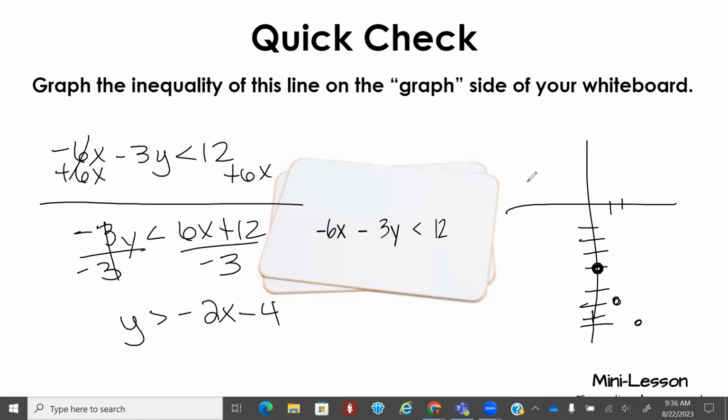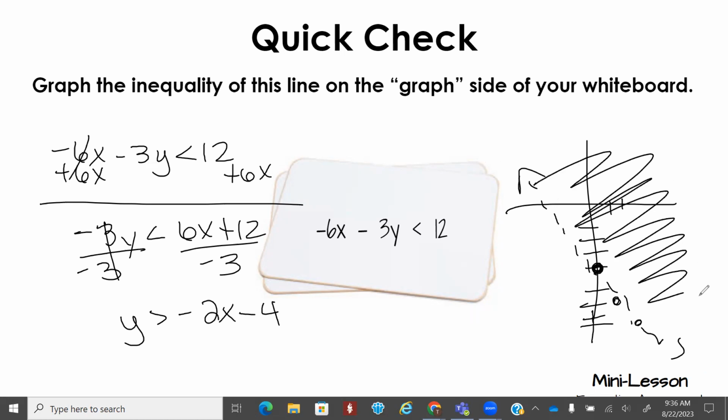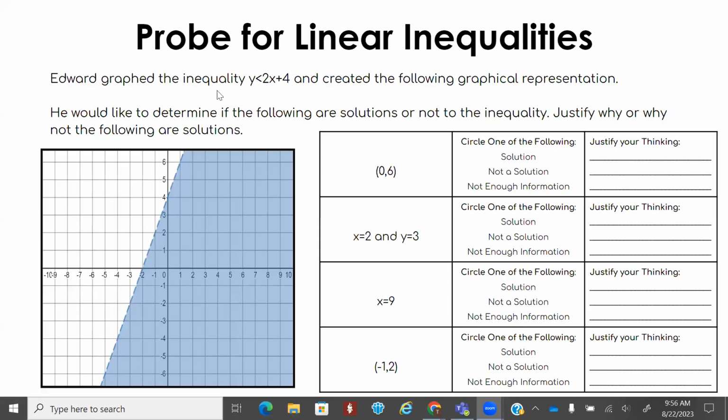And then it's going to be a dashed line. And is it going to shade above or below? Above. Okay. Again, you could have plugged this into Desmos, but if you needed to do it by hand, you could. So on this first one, we have 0, 6. This point right here, is that inside of that blue shaded region? That's a solution. Fantastic.